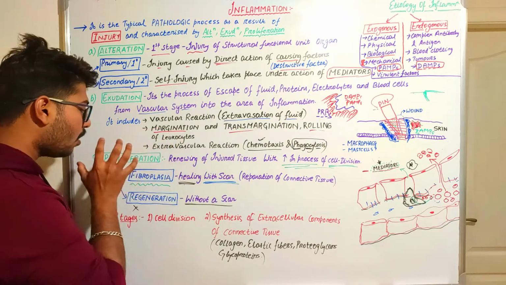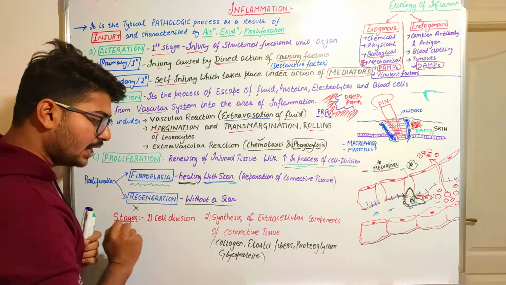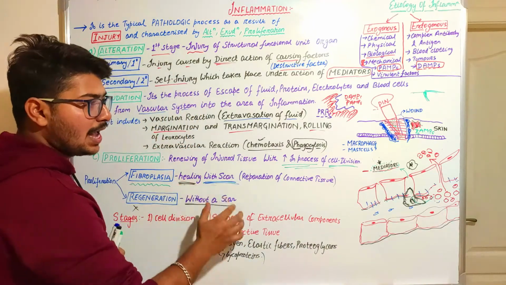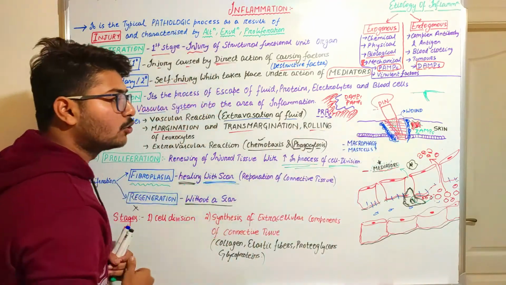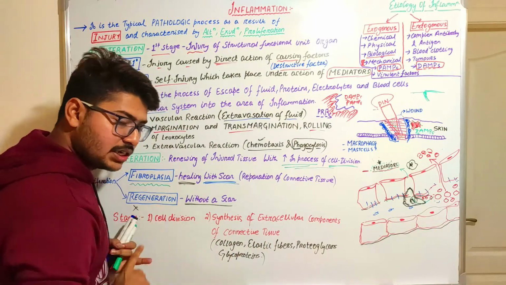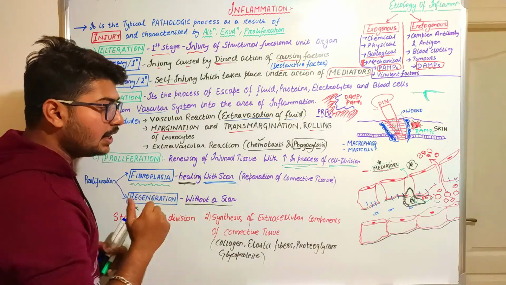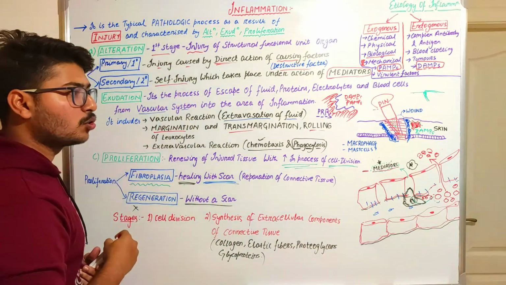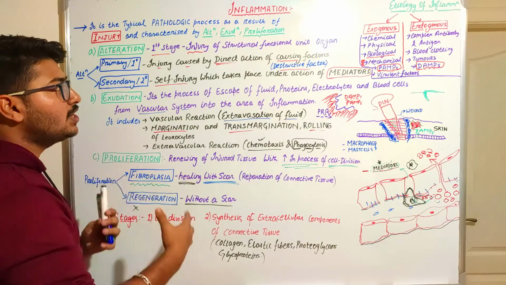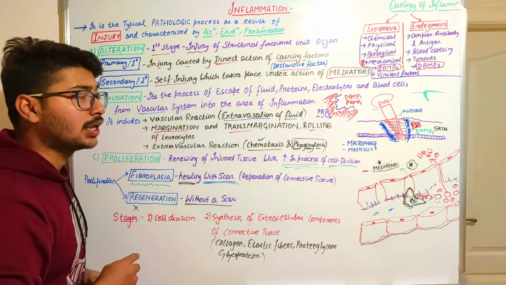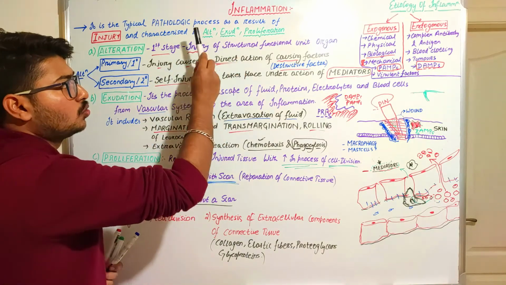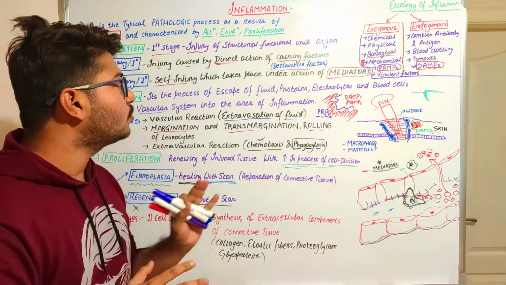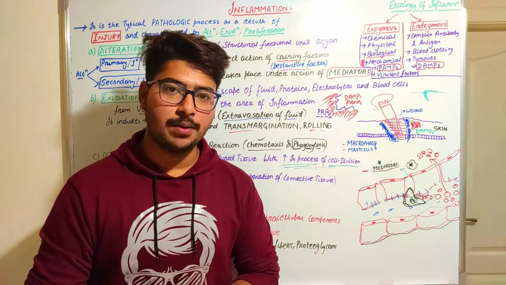So proliferation occurs through cell division and synthesis of extracellular components of connective tissue. As I've said, it could be collagen fibers, or elastic fibers, proteoglycans and glycoproteins. Okay, so these are the major important processes through which inflammation occurs. Inflammation occurs through alteration, exudation and proliferation. So this was all about the introduction of the inflammation chapter.